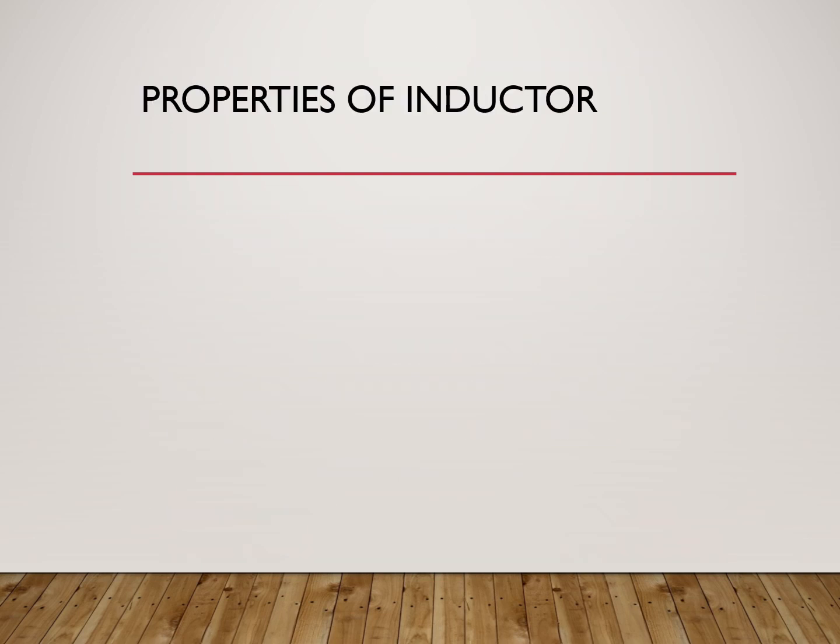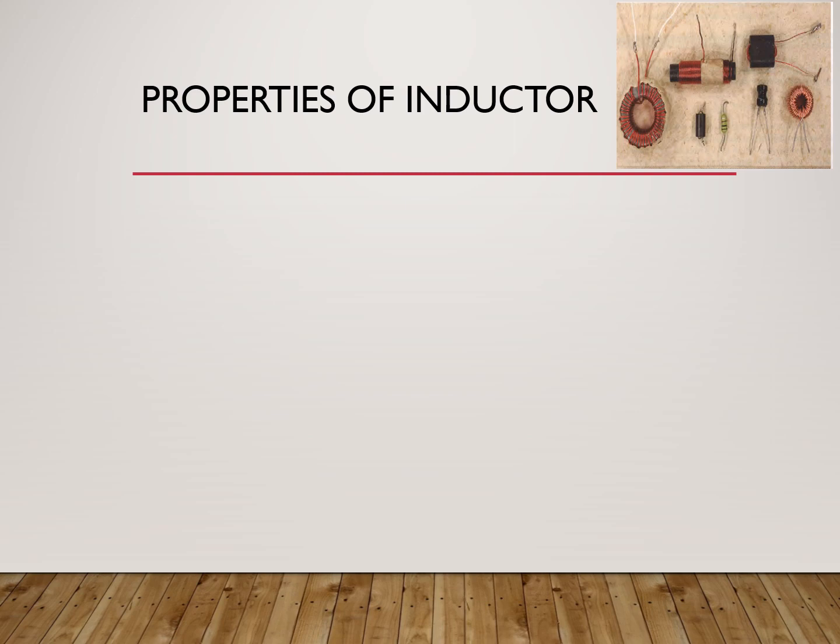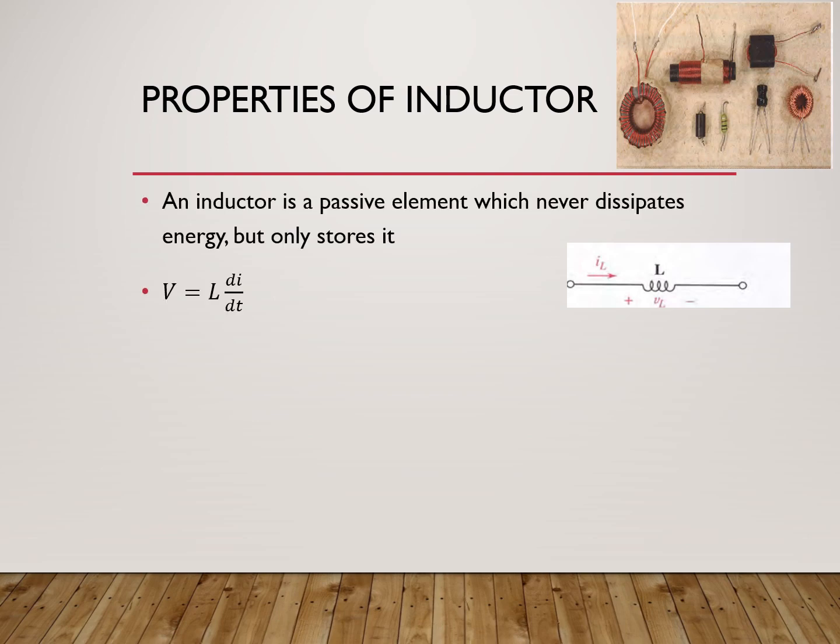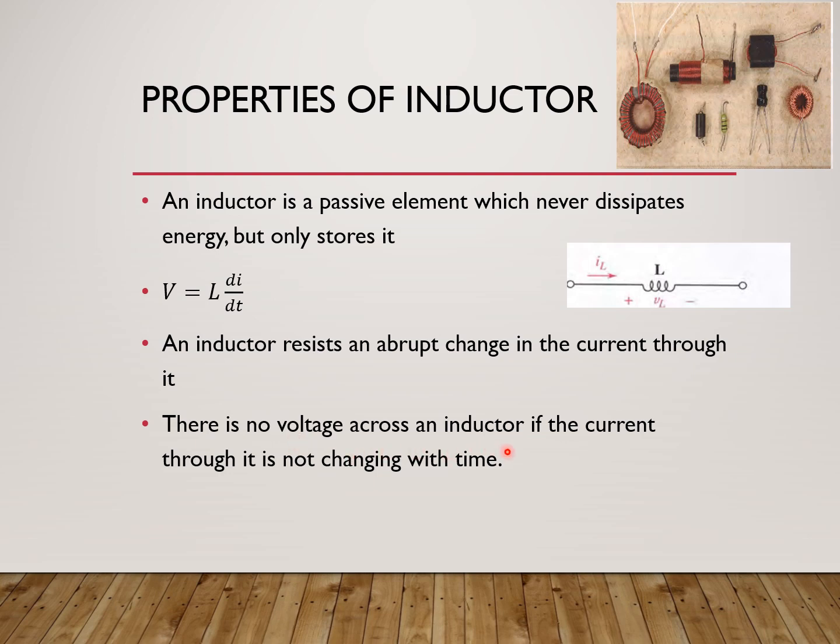Now, what is an inductor? Inductors are available in different forms in the market. It's basically a coil which can be represented by L, and the coil is represented like this. Now, it is a passive element that stores energy. The voltage across the inductor is given by L into di by dt. Now, we know that the inductor resists abrupt change in the current through it. We'll discuss this. And there is no voltage across an inductor if the current through it is not changing with time. Or in other words, an inductor is a short circuit to DC.